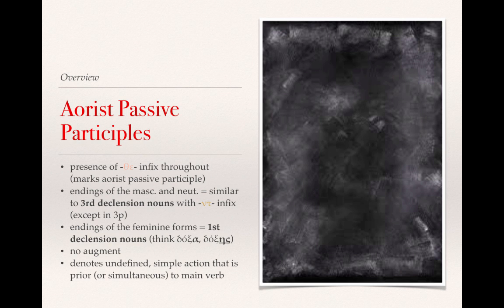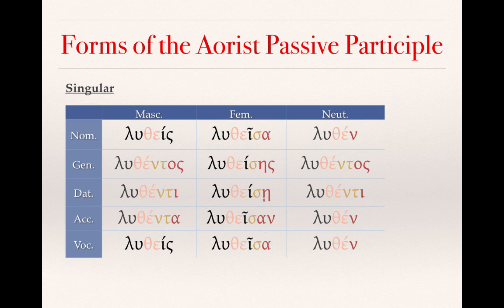The aorist passive participle denotes undefined, simple action that is prior to the main verb, although there are times when it will also denote action that is simultaneous to the action of the main verb. Here are the forms of the aorist passive participle.